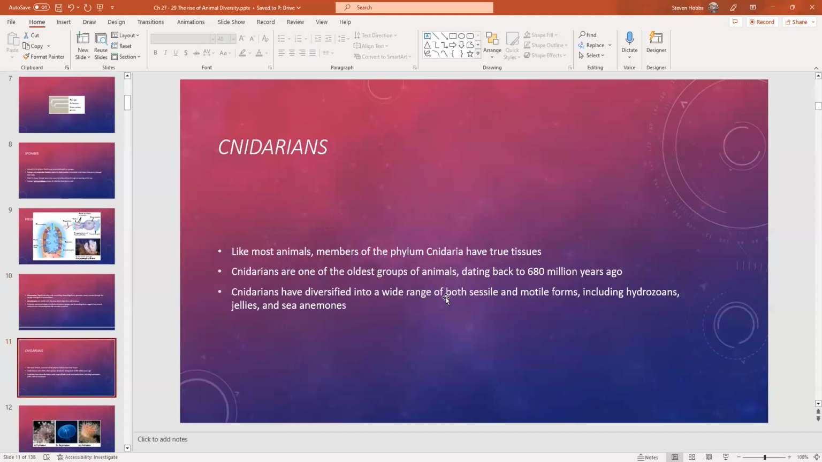Now, cnidarians, these are members of the phylum Cnidaria. They do have true tissues. They have 2 of them. Unlike sponges, if you tear a cnidarian, the animal dies. Sponges, if you tear a sponge, you just end up with 2 sponges.